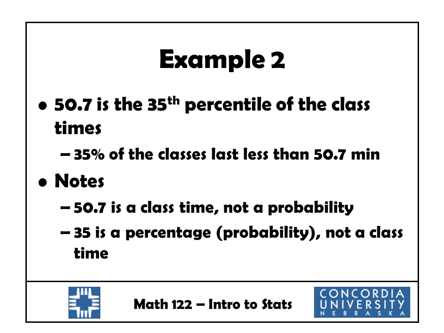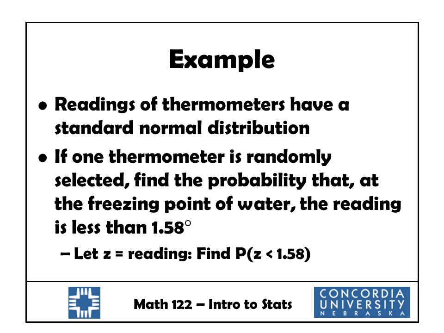Now a couple important notes here: 50.7 is a class time. It's not a probability, nor is it a percentage. However, the number 35 is a percentage or a probability. It's not a class time. So we've got two numbers here. One of them is a probability, the other is a class time. We need to make sure we keep the two straight, figure out which is which. Okay. So that's how we can calculate percentiles for a uniform distribution.